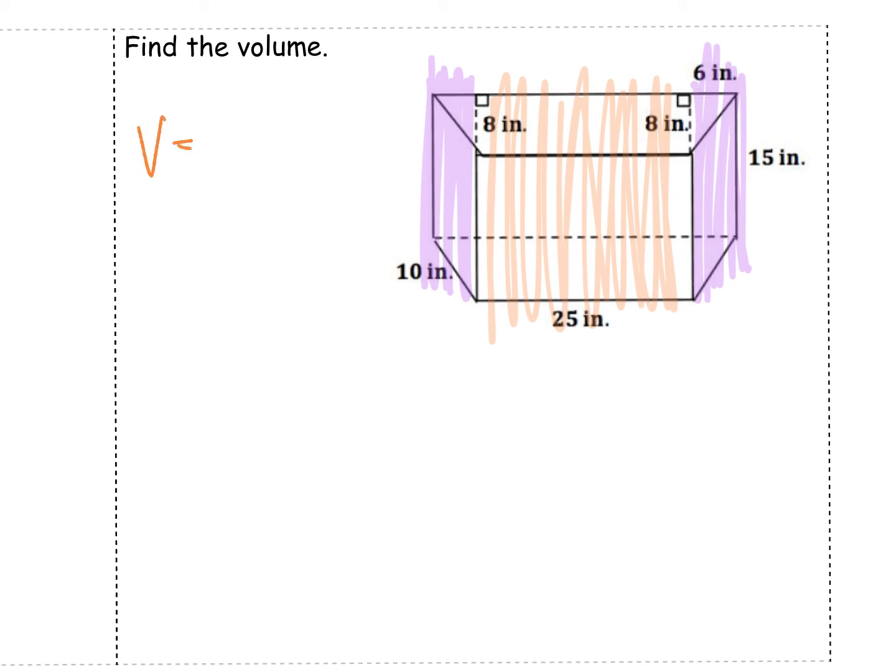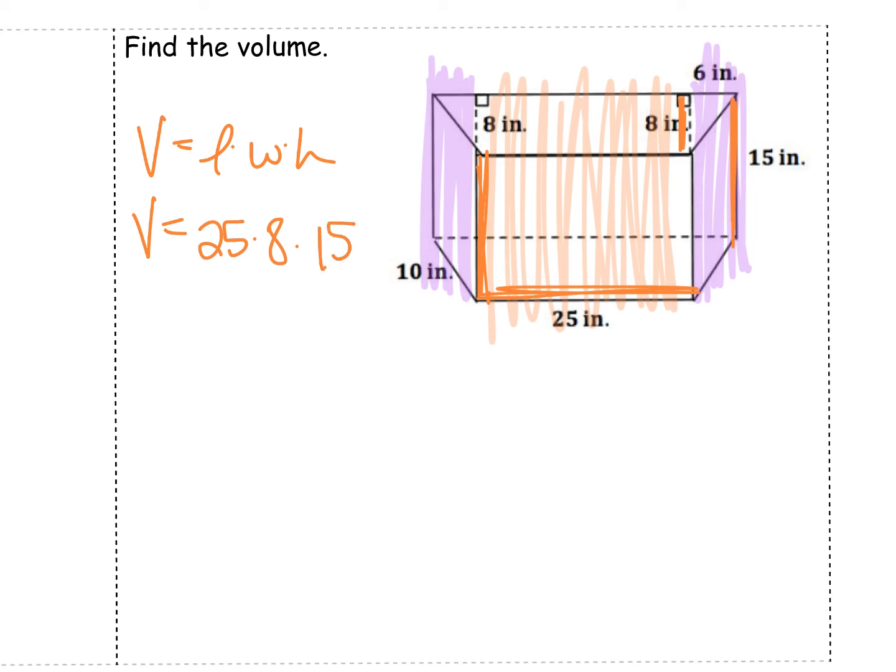So volume is length times width times height. So this box has a length of 25, a width of 8 inches deep, and then the height of the box, I didn't see it over my first line, but I know the height of the box is 15. And then I'm going to go ahead and put that on my calculator to figure out the volume of the box in the middle. And I end up with 3,000.